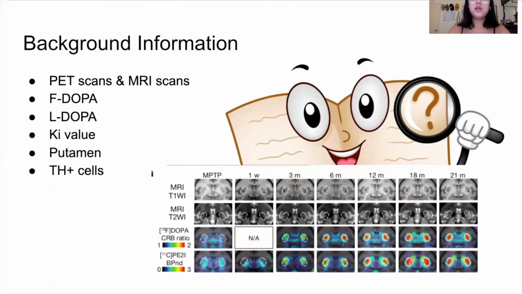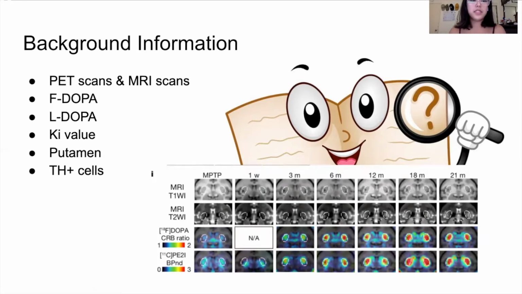So firstly, what are PET scans? PET scans, or positron emission tomography, use image testing to reveal how your tissues and organs are functioning. This is done by using a radioactive drug or tracer. MRI scans, or magnetic resonance imaging, form pictures of the anatomy and physiological processes of the body. This is done by using field gradients and radio waves to generate images of the organs in the body.